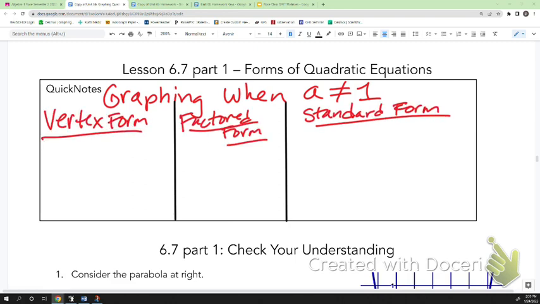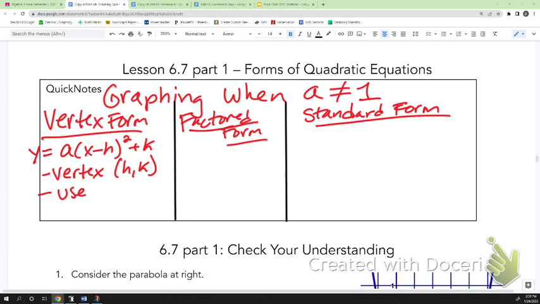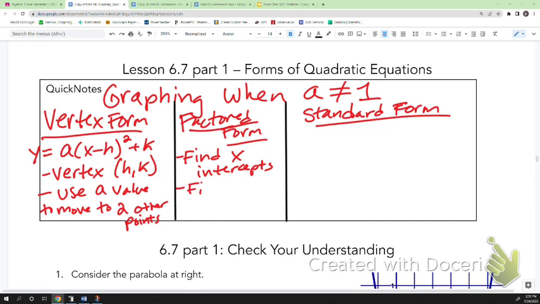So in vertex form, you're going to identify your vertex. Then you're going to use your a value to move to 2 other points, like we did in the example. In factored form, you're going to find your x-intercepts. You're going to find your axis of symmetry. That's your x value. So then you're going to plug it all in to find your vertex.